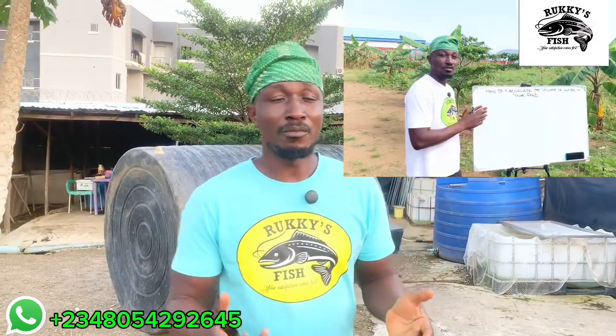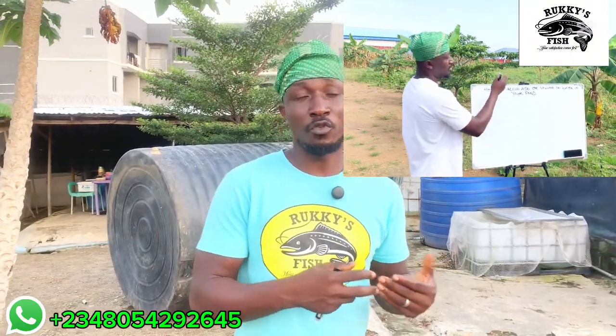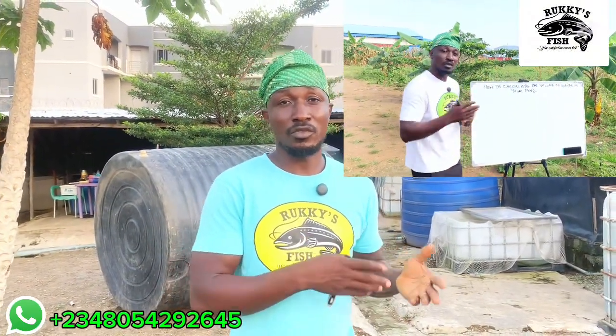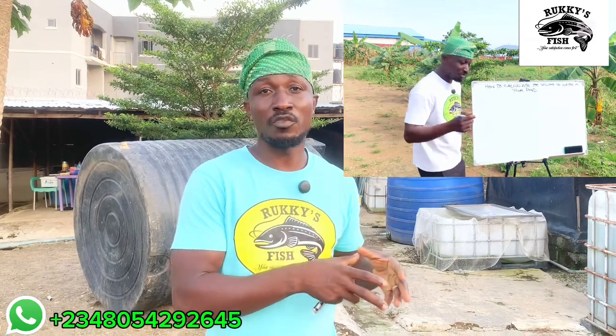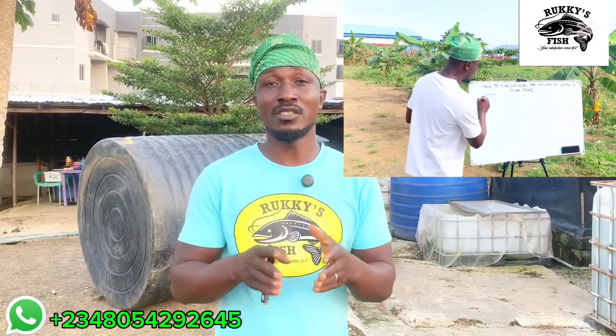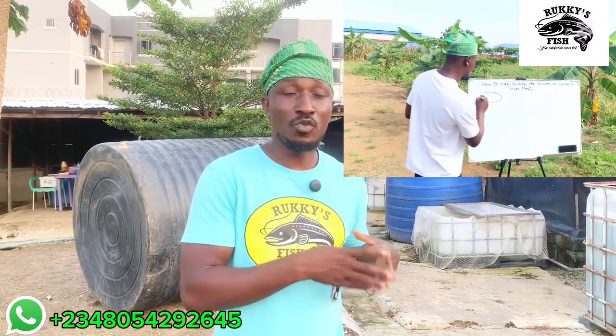So what's the best thing to do? The best thing to do is to calculate the number of fish to stock in a particular size of pond. This will help you to maximize profits going forward. In two videos that we had prepared before now, I'll share the links with you so you will know how to calculate for volume of water, because this is a known fact. Without getting to know the volume of water in your pond, you cannot calculate the stocking density.